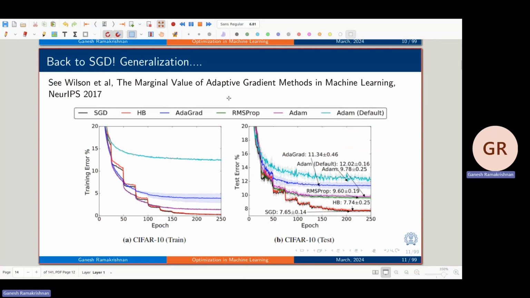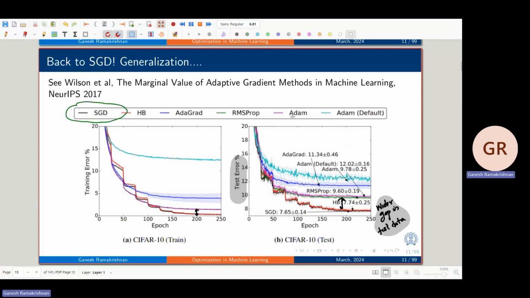So this is from the paper, and again let me highlight. What you have on the y-axis is the error. This is a training error, and this is a test error. You can clearly see that a method such as heavy ball is doing well on train and test, whereas the adaptive methods are not great even on train data, but the gap is only increasing on test. That is a concern. The gap becomes wider in the test data.